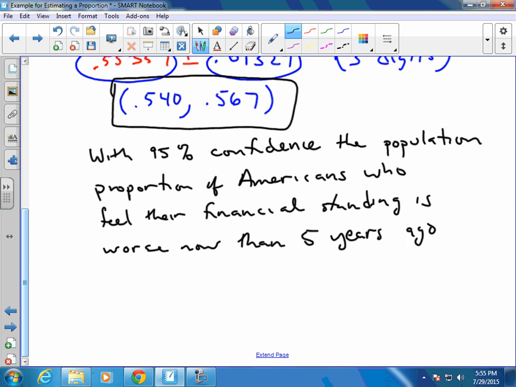And then say what our interval was. We're saying that it is between 0.540 and 0.567. You'll notice sometimes I put the 0 in front of the decimal, other times I don't. I don't mind whether you do or don't. But anyway, that would be an interpretation of a confidence interval. State the confidence level, then clearly specify what the proportion of interest is in this problem, and then give the values.